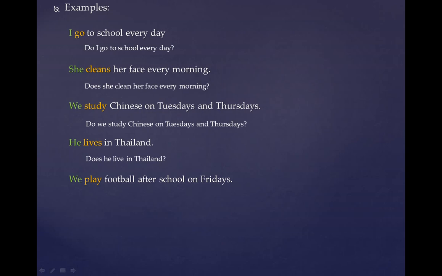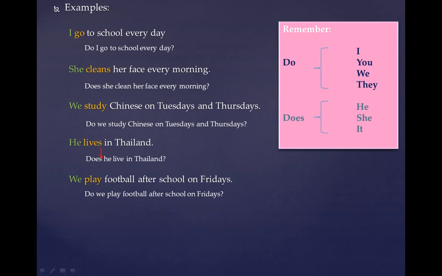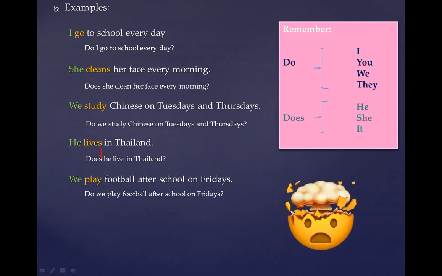And you can say, Miss, what happened with the S? It's here, remember, it's there. We play football after school on Fridays. We don't play football. Sorry, it's a question. Do we play football after school on Fridays? That's the correct answer. Remember again. We use do for I, you, we, and they, and we use does for he, she, and it.